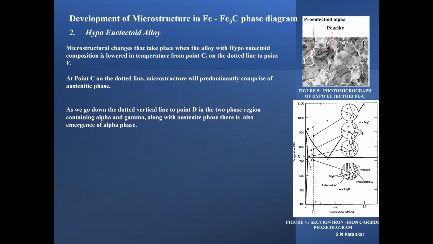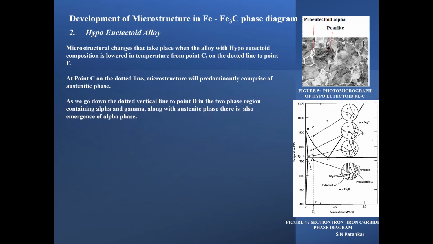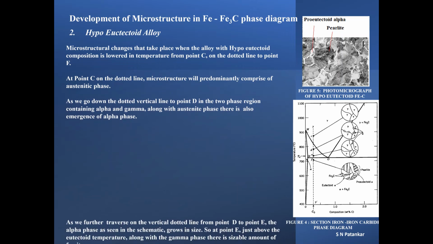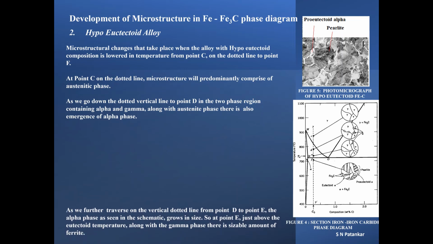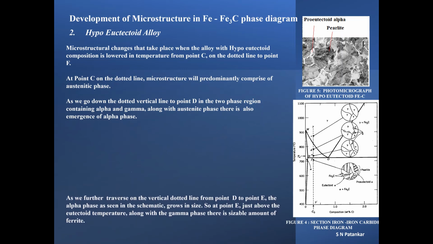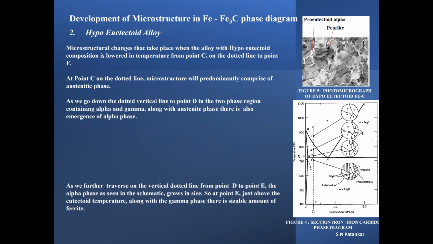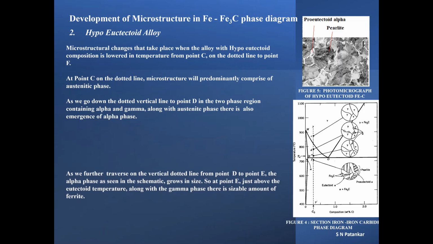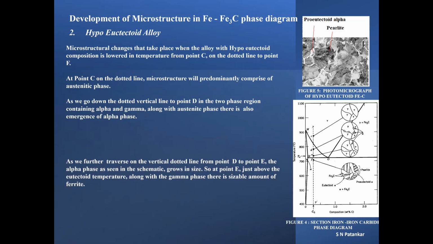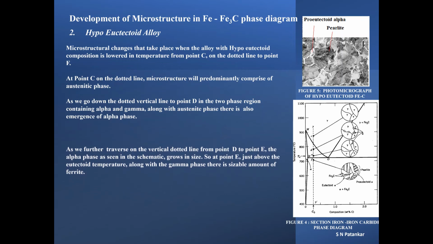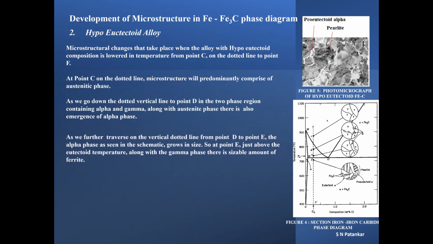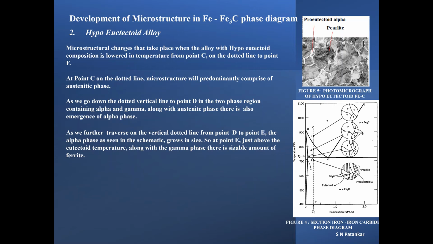At point C on the dotted line, the microstructure will predominantly comprise the austenitic phase. As we go down the dotted vertical line to point D in the two-phase region containing alpha and gamma, along with the austenite phase, there is also emergence of alpha phase. As we further traverse the vertical dotted line from point D to point E, the alpha phase, as seen in the schematic, grows in size. So at point E, just above the eutectoid temperature, along with the gamma phase, there is a sizable amount of ferrite.